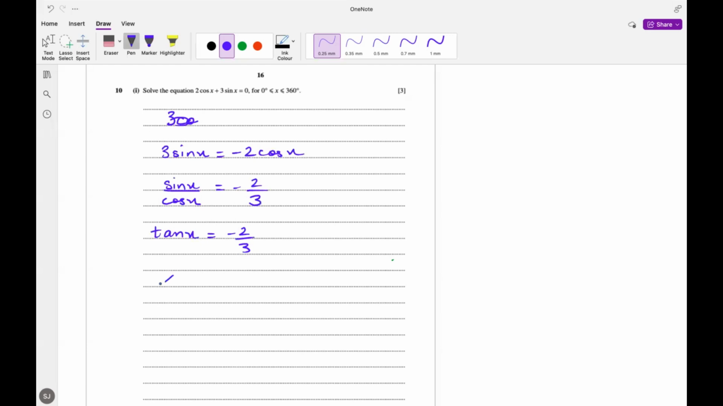First, finding the basic angle, we'll do tan inverse of 2 upon 3. We'll not put the negative sign in the calculator. So finding the tan inverse of 2 upon 3, the basic angle will be 33.69 degrees or 33.7 degrees. Now, as tan is negative, we will make the basic angle in the quadrants where tan is negative. So tan is negative in the second quadrant. So we'll make 33.7 degrees in the second quadrant and in the fourth quadrant.